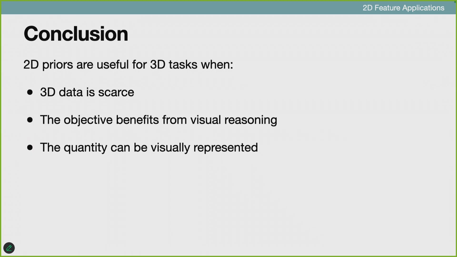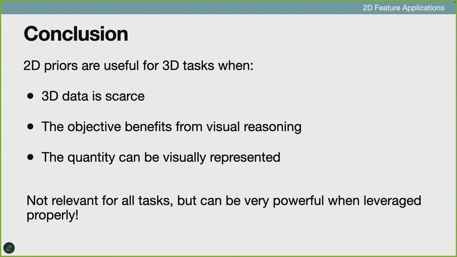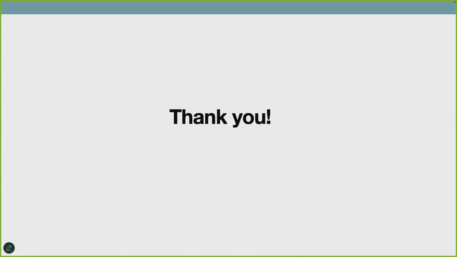And as Dale mentioned as well, the quantity can be visually represented. So that doesn't necessarily apply to just the obvious quantities such as colors and geometry, but it can be something like segmentation probabilities, again, as Dale has described, or something else entirely. That's up to future work. Of course, it's not going to be relevant for all tasks, but as you've seen today, these 2D priors can be very powerful when leveraged properly and applied to the correct domain. So with that, thank you very much.